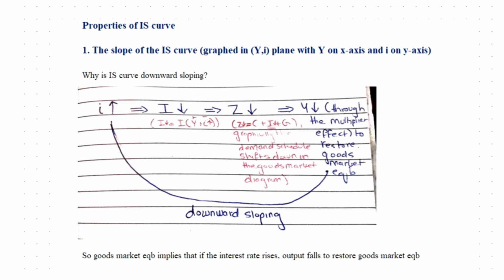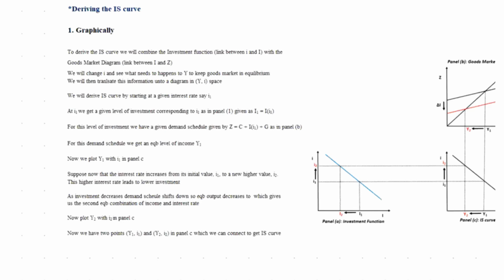Now, as a result of this, Y decreases through the multiplier effect to restore goods market equilibrium. Like we saw here, initially equilibrium was at Y1, but now when demand went down, the new equilibrium output is at Y2, at the intersection of the 45-degree line and the new demand schedule.